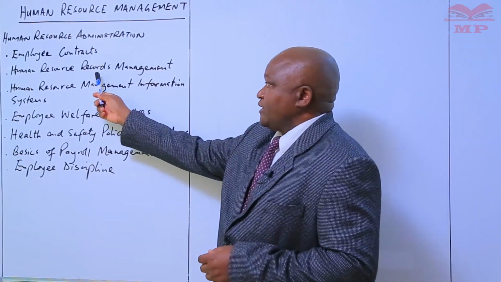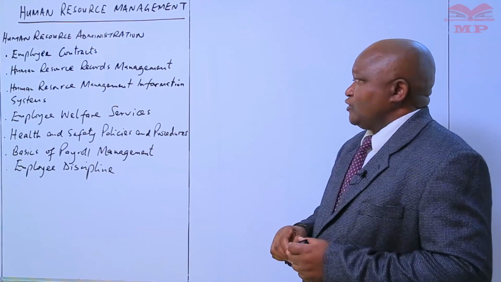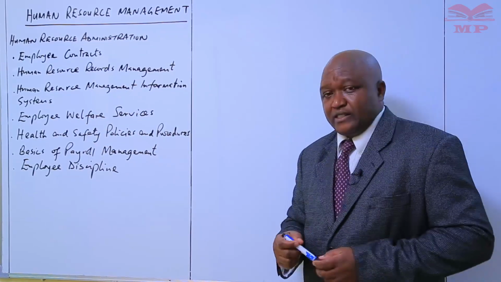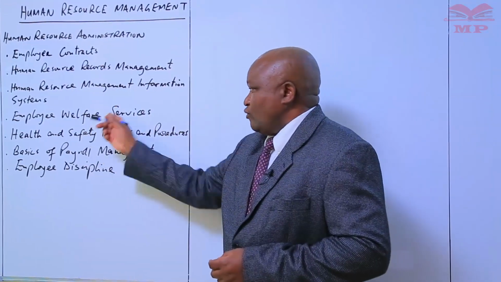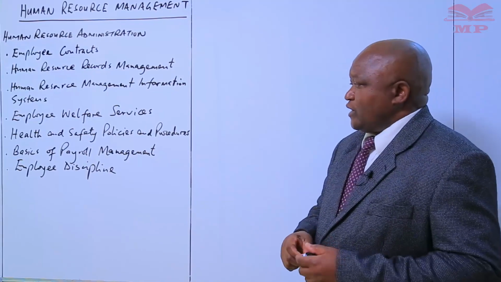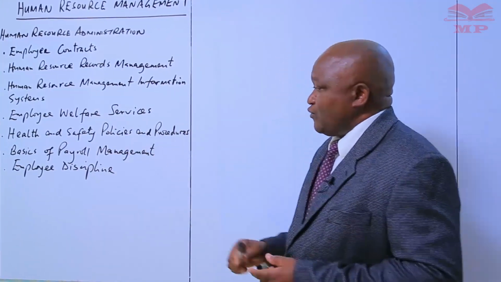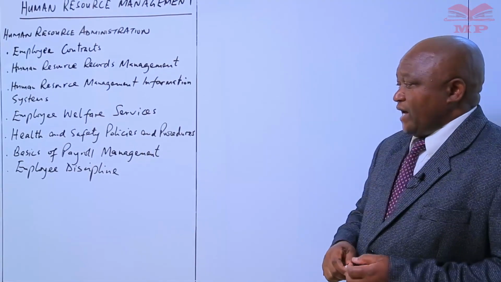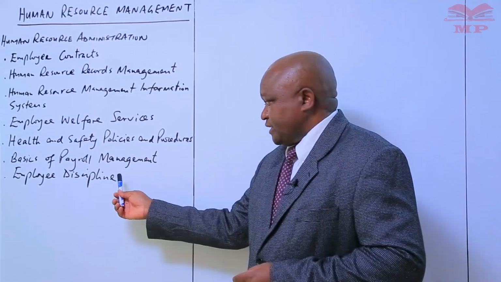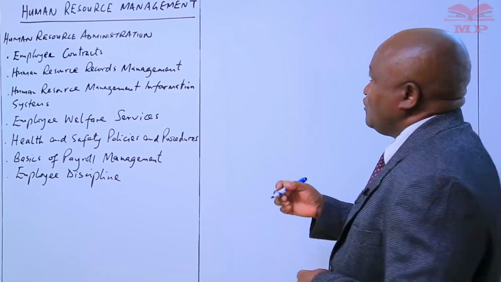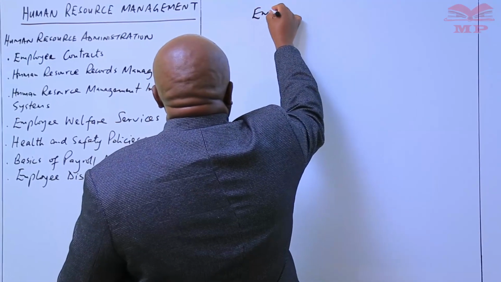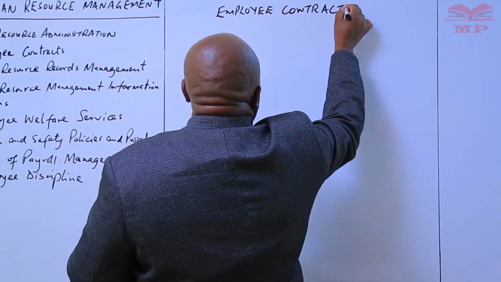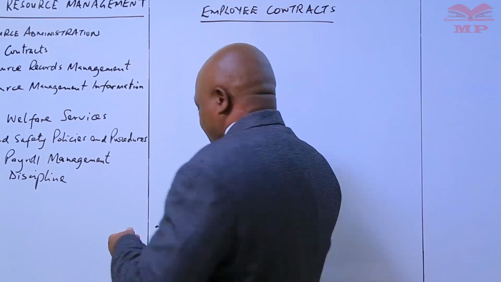We are also going to look at human resource records management. We will also look at human resource management information systems, employee welfare services. Then we'll also look at health, safety, policies and procedures. Then we will also look at basics of payroll management. And ultimately, we will have a look at employee discipline. So our subtopic today is employee contracts.